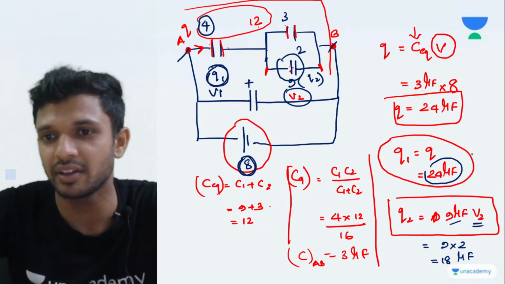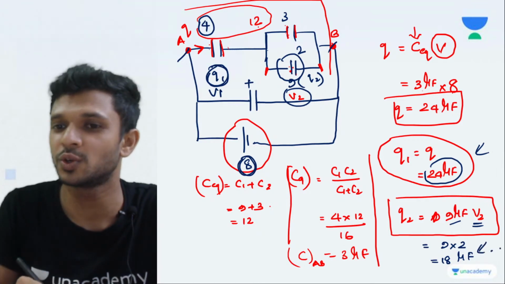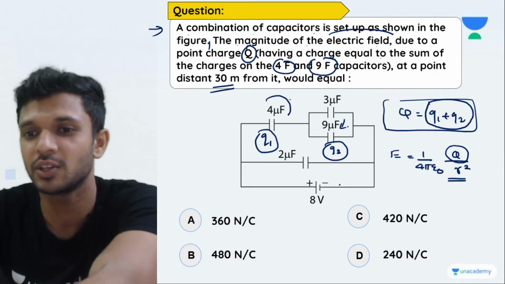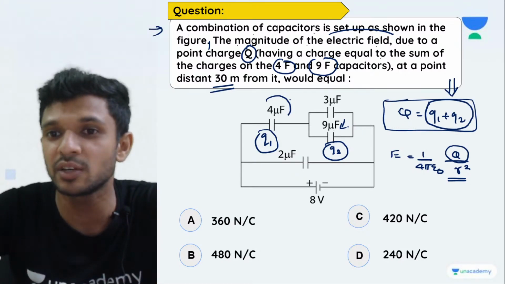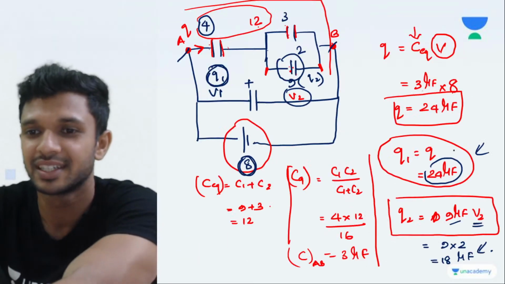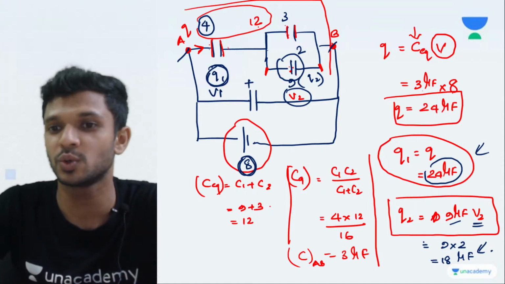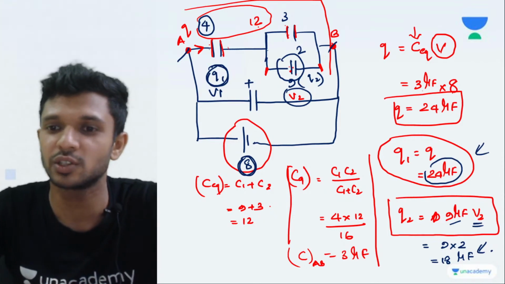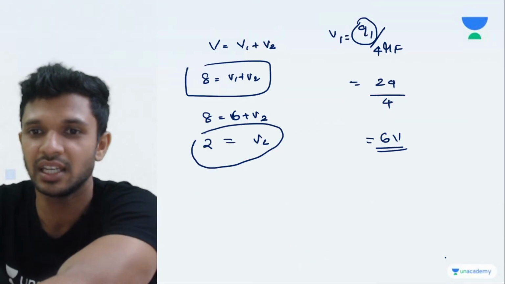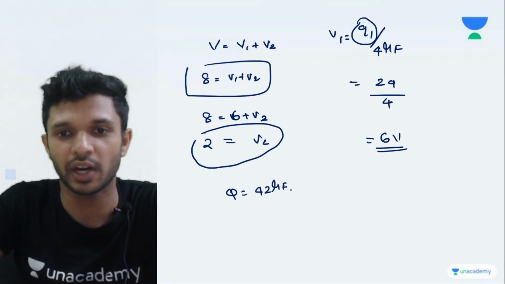Okay. Now you have the value for Q1. Now you also have the value for Q2. Can't you find out capital Q? I hope you haven't forgotten what our actual intention was. Our actual intention was to find out capital Q. That was Q1 plus Q2. What is Q1? Q1 is 24. Q2 is 18. What is Q1 plus Q2? 24 plus 18 is equal to how much? 42. So capital Q is equal to 42 microcoulomb.